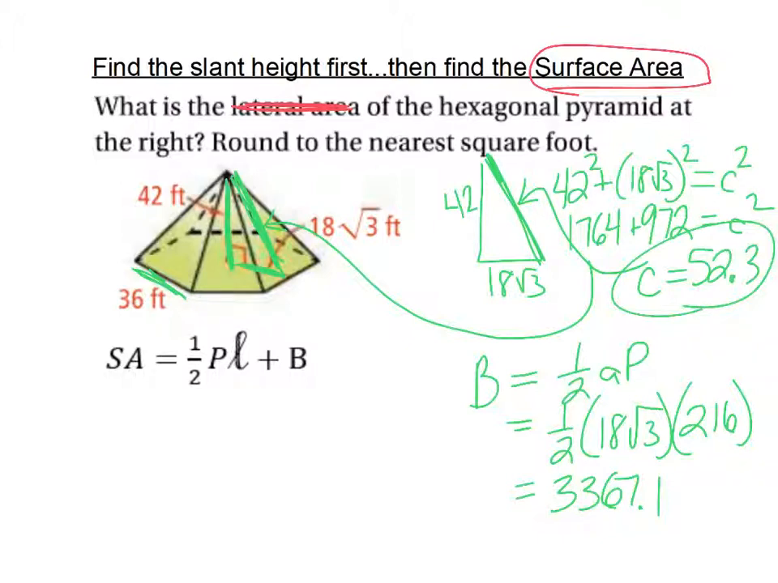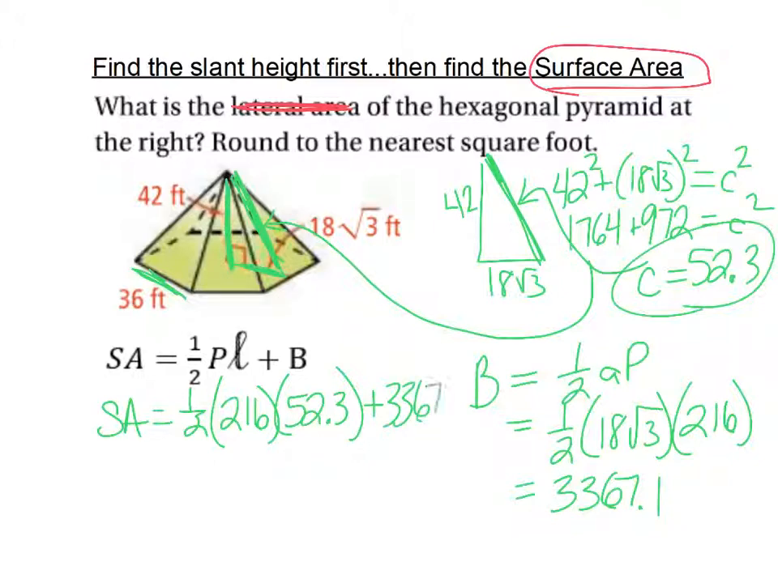Okay, let's fill it all in. The surface area is equal to 1/2 the perimeter of the base, we found that earlier. The perimeter of the base was right here. We said it was 216. That's the 36 times 6. The L is your slant height. That's what we did the Pythagorean theorem to find. Plus the area of the base, that's what we just found over here, the 3,367.1.